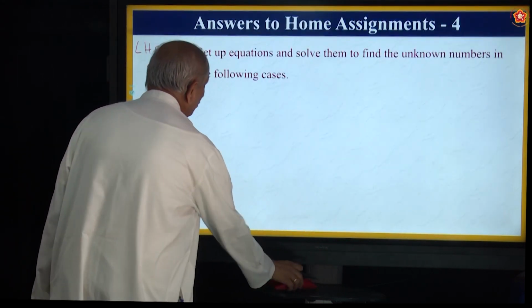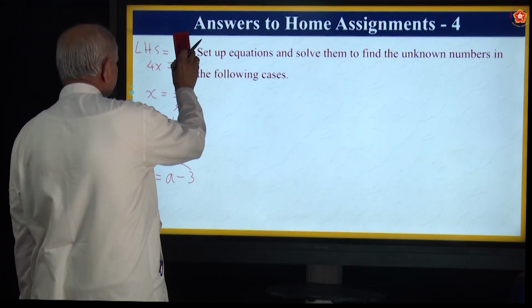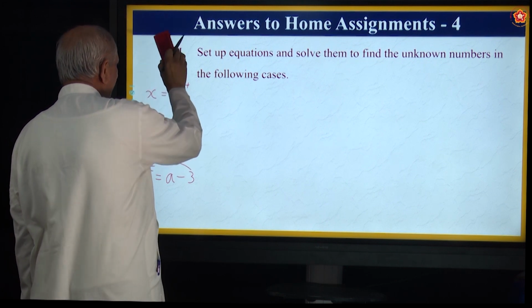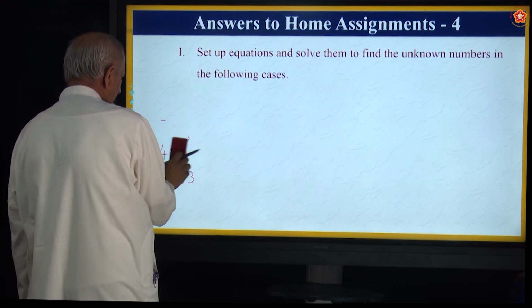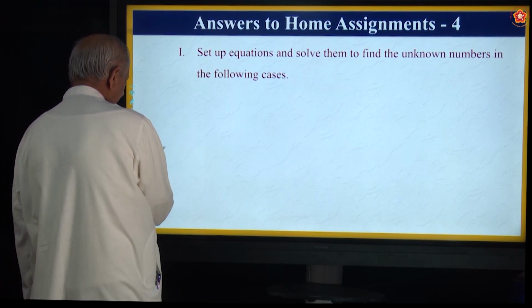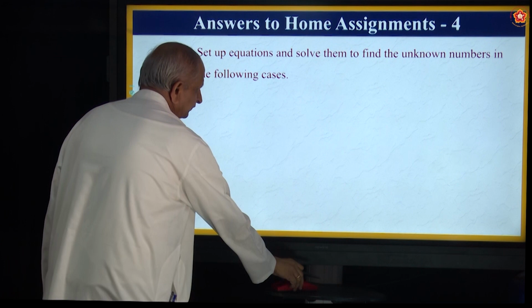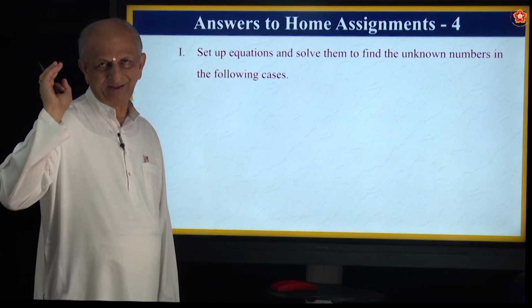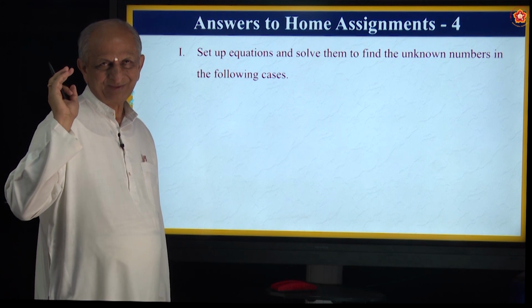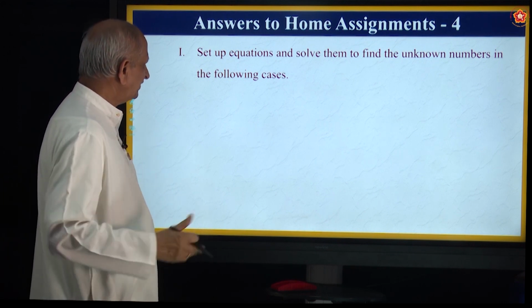Now coming to home assignments. How many have tried these home assignments? All are done? Yeah, it's very interesting. First question, set up the equation. Means what? You have to write the equation and solve them.